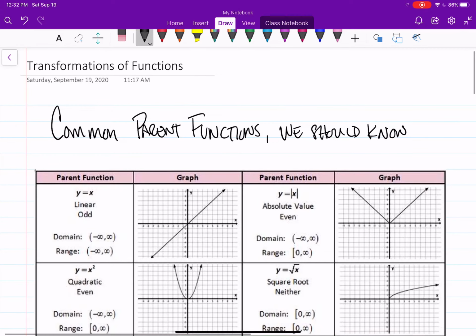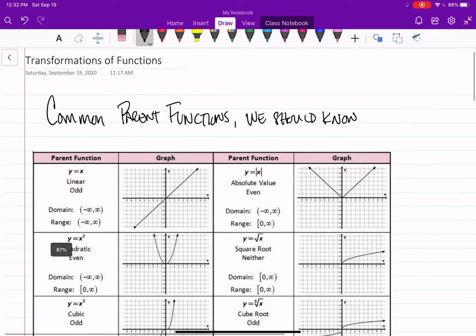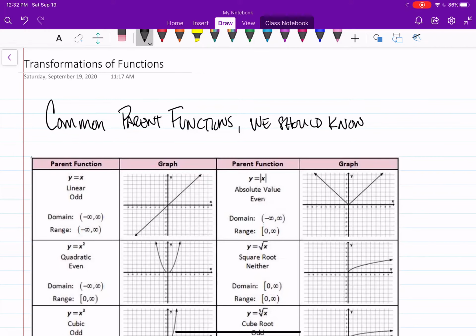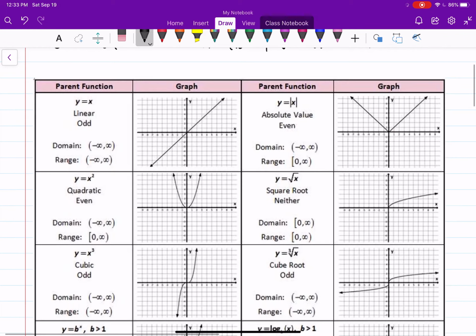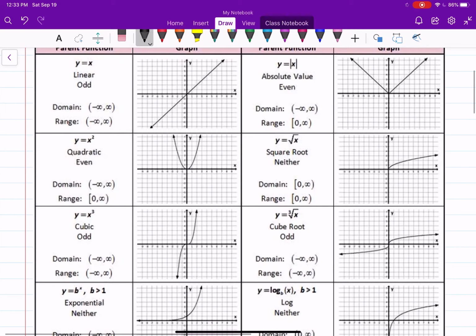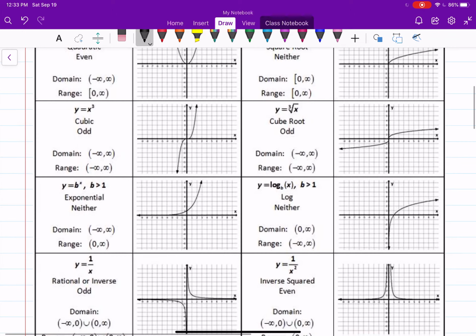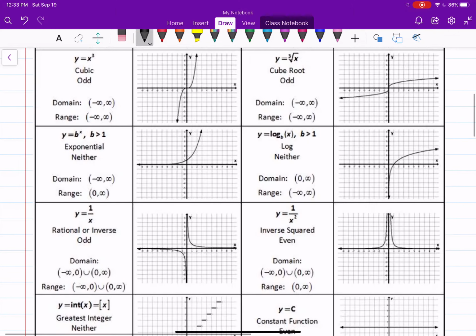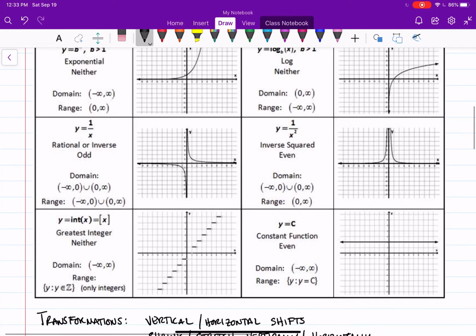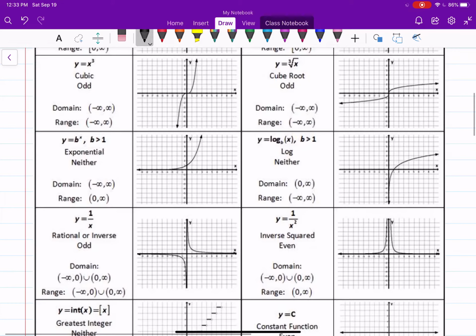Hey, today we're talking about transformation of functions. So these are common parent functions that we should know. In other words, stripping away all the other stuff, just plain Jane, simple as simple can be, right to the root of it. That's what a parent function is. You notice that these are all just nice and simple, no coefficients, nothing. You should know those functions because if they bring up something and you don't know what the parent function is, then you won't know where to go from there. So you kind of need to know what the parent function is.